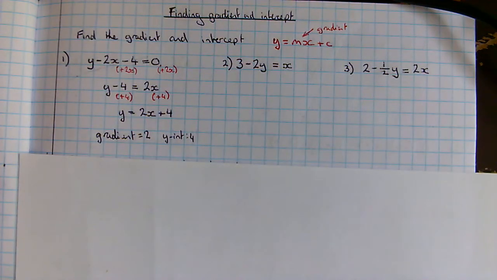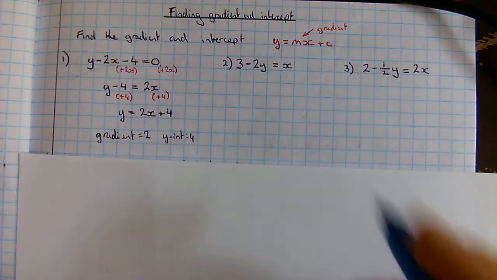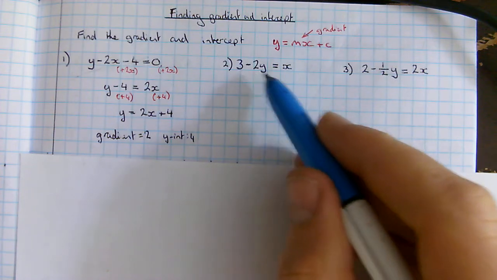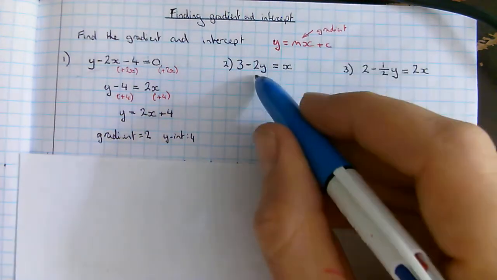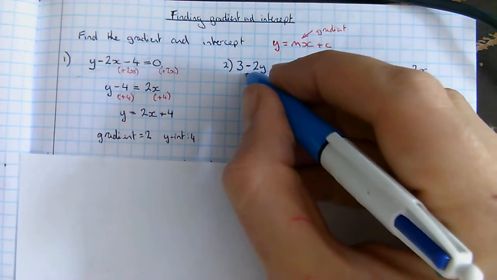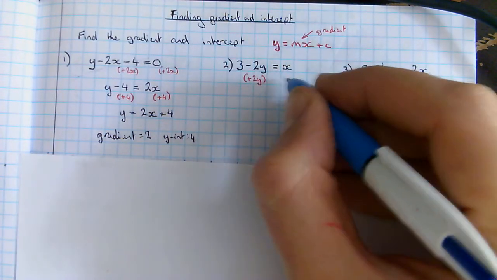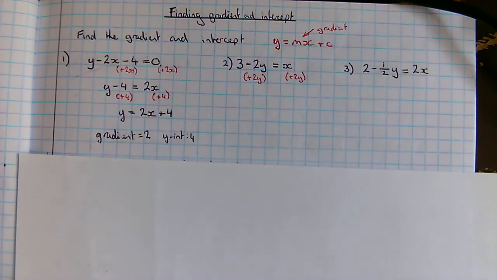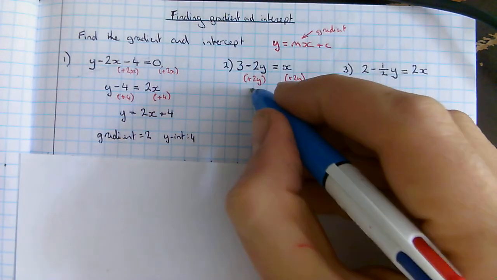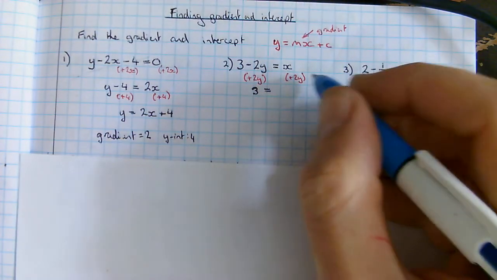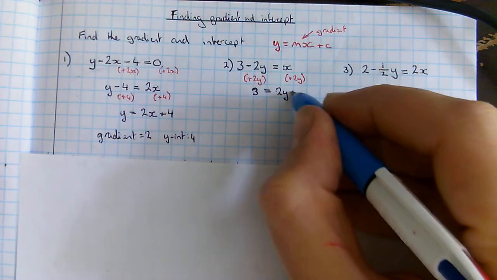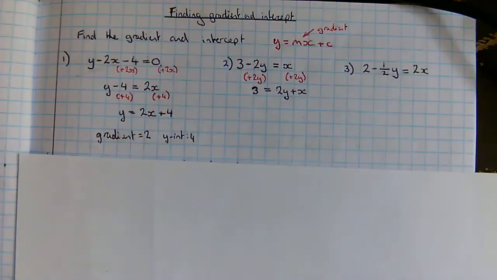Let's have a go at the next one. So the problem here is that I've got minus 2y. I want to always have positive y. So to get rid of the taking away 2y, I'm going to add 2y. That's the first thing I want to do. I want to make that into a positive 2y. So on the left hand side I've got 3 equals, and here I'm going to have 2y plus x, or x plus 2y. Doesn't matter which way around it is.